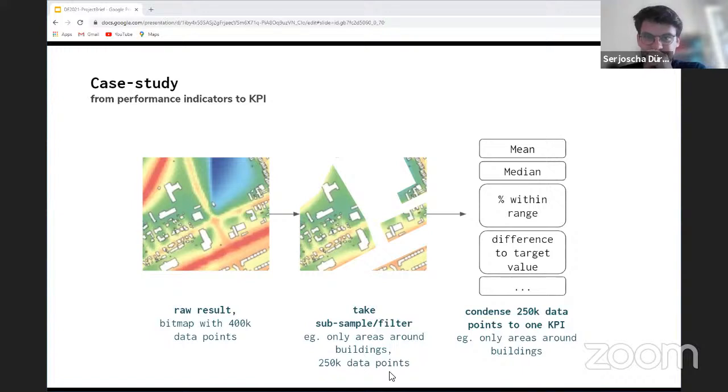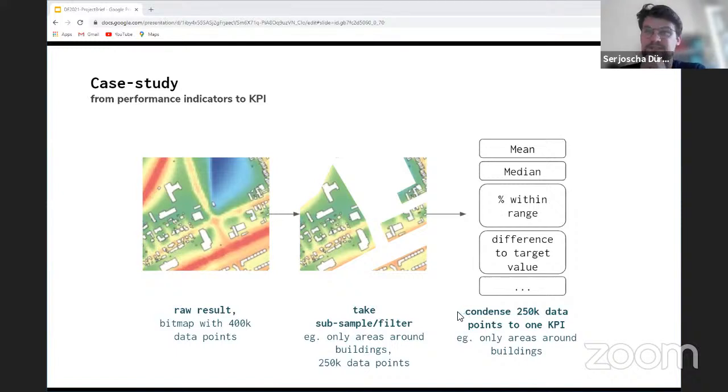And so at the very end, we usually have to condense all of this massive amount of points and data into a single number, maybe two or three. And this is what we would refer to as key performance indicators. So we take all this information and turn it, let's say, into the average. We take the average noise level for this area, or the median noise level for this area. Or we say, give me the percentage of areas that have a noise level over 75 decibels.